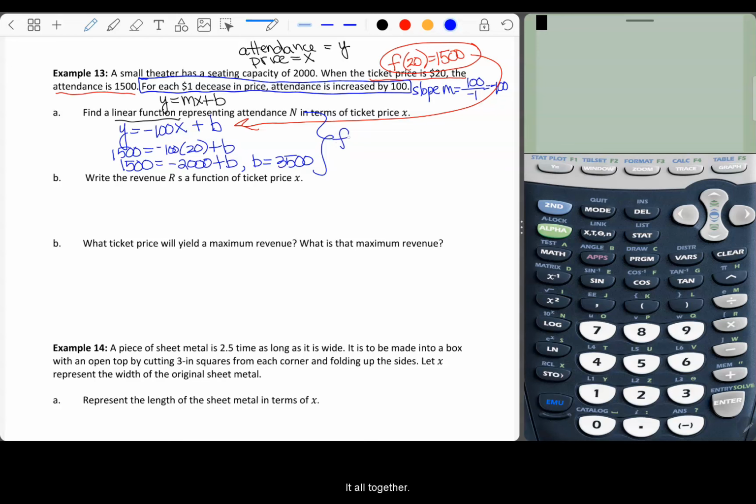Right, put that all together. So our linear function f of x is equal to -100x plus 3,500. And that, once again, represents attendance.